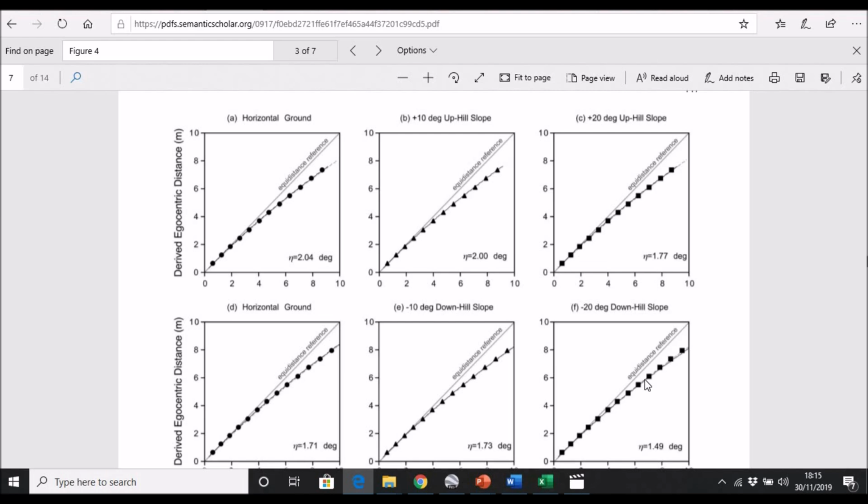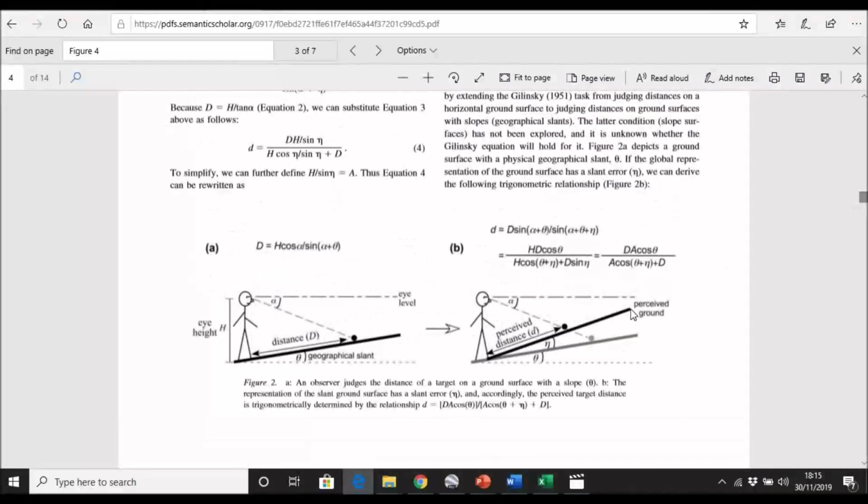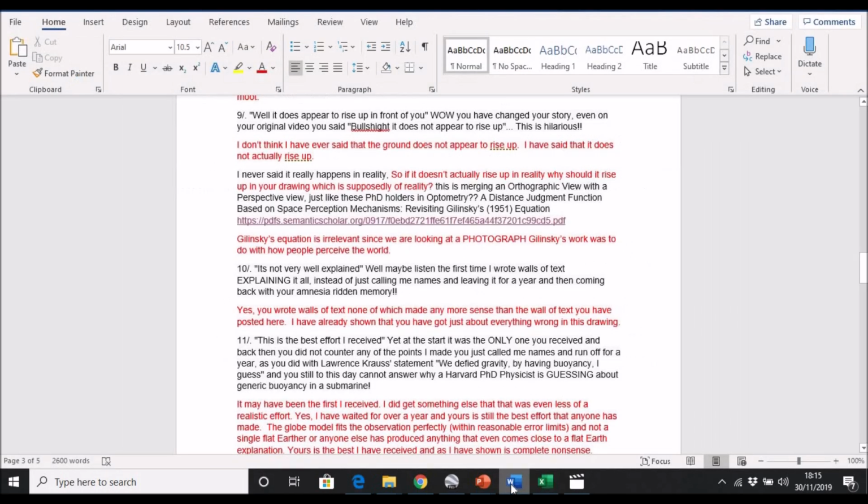This paper is utterly irrelevant, and these drawings that are in the paper that show the perceived ground rising up are there for illustration purposes only. They are not in any way trying to describe reality. They are trying to describe why a human being perceiving something doesn't make a good judgment of distance. So once again, Gleem has used something that is completely irrelevant to the subject.